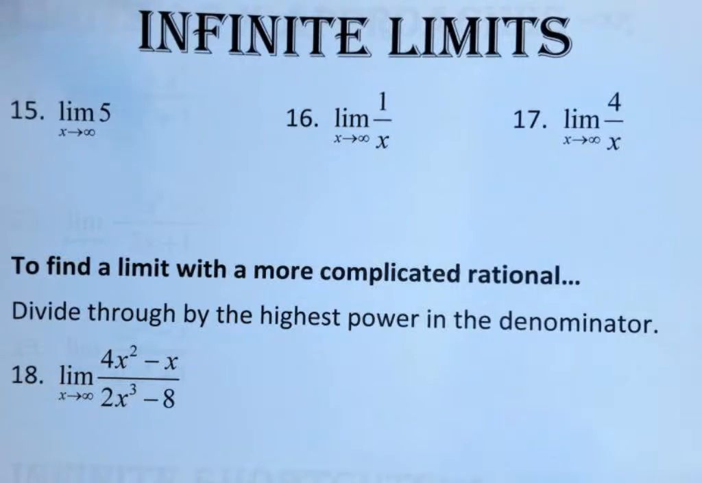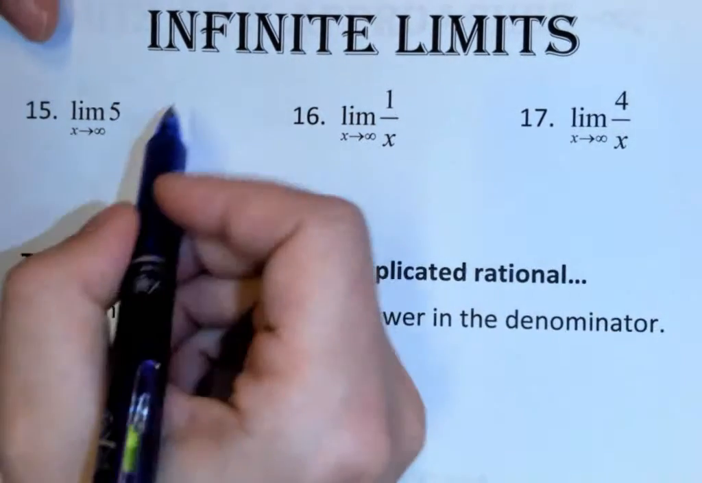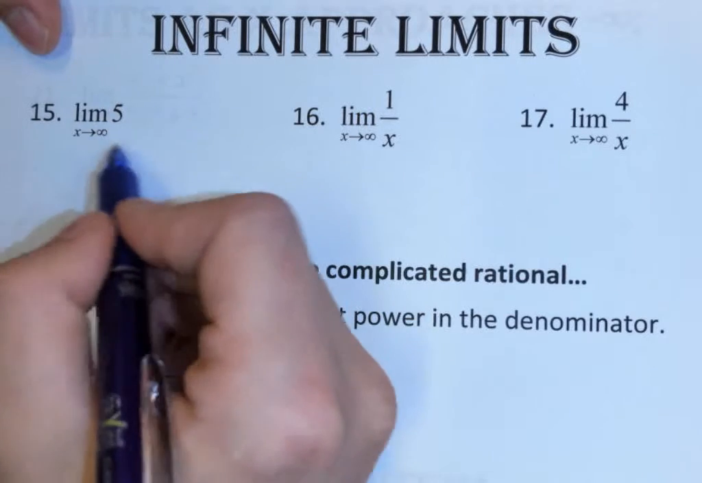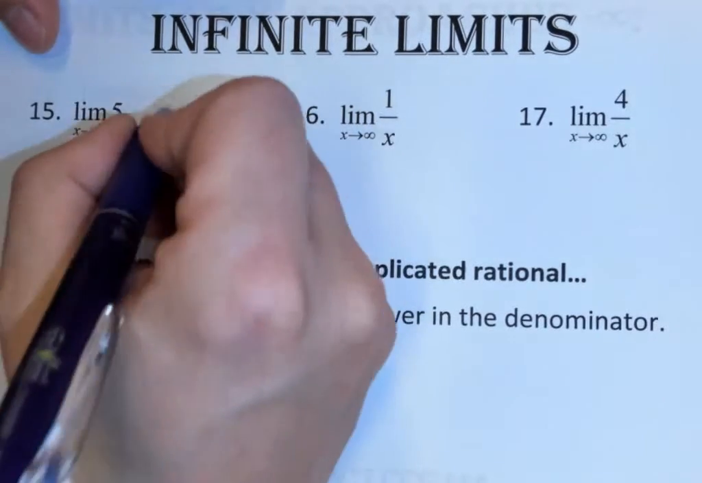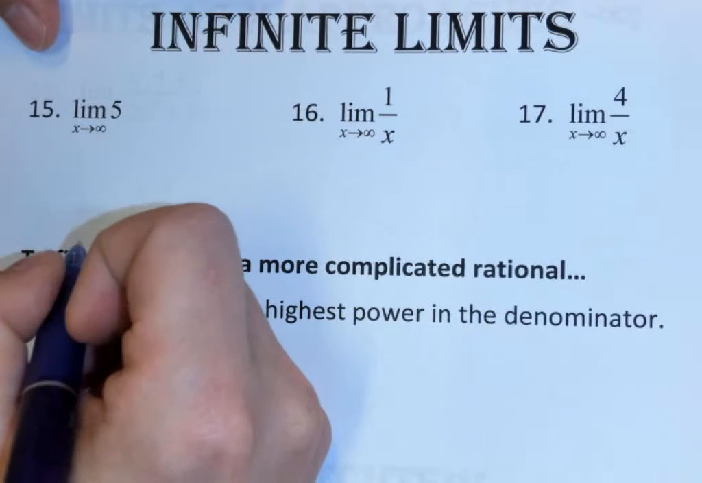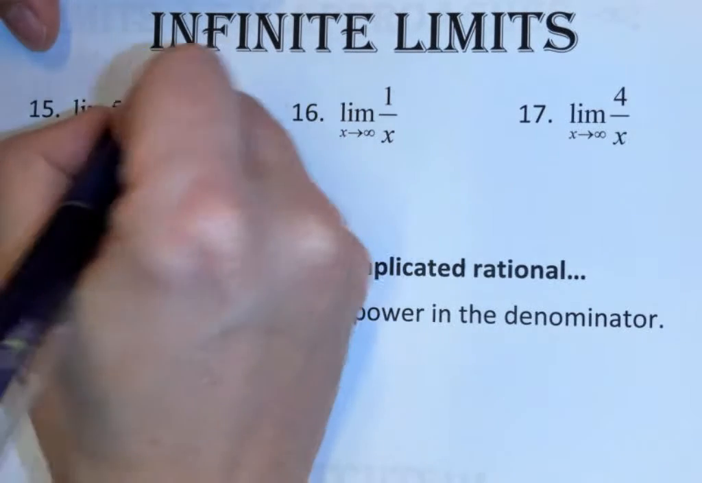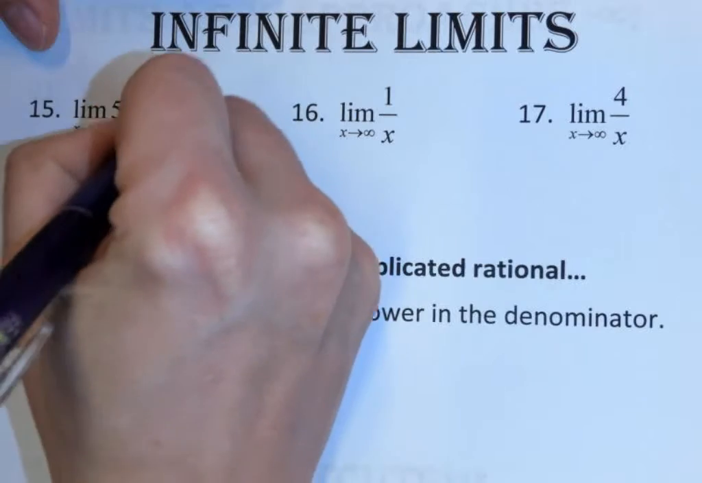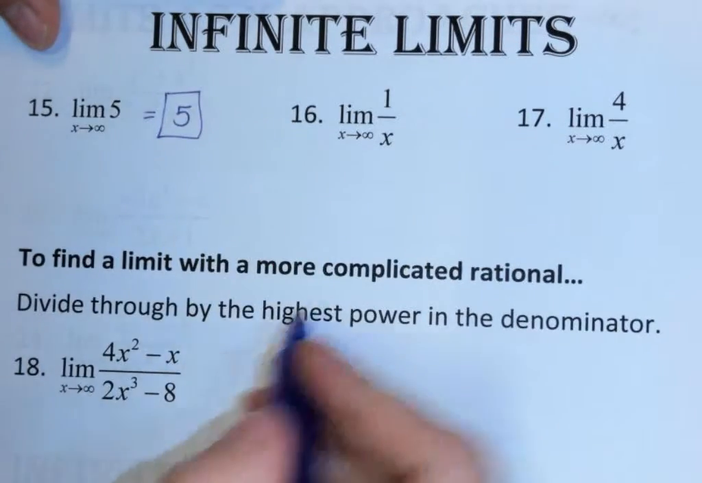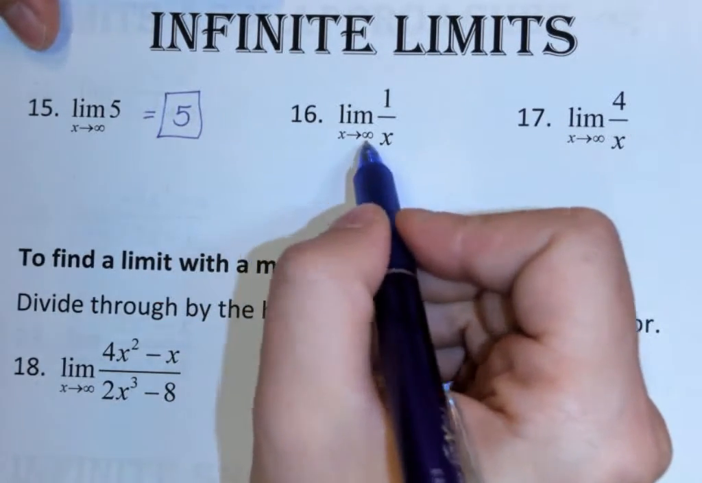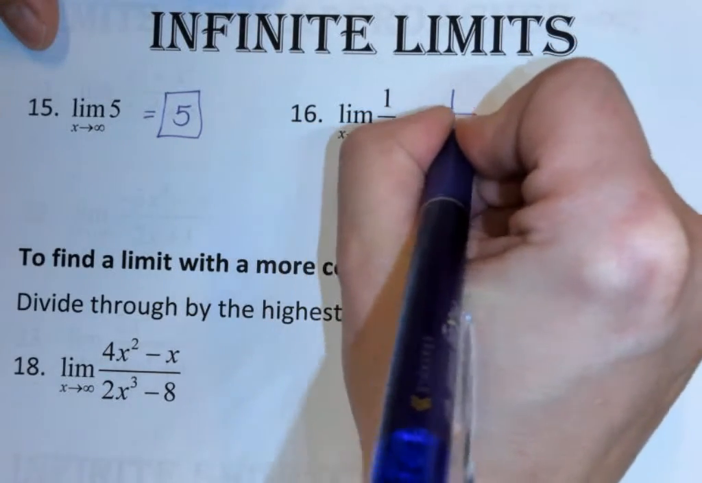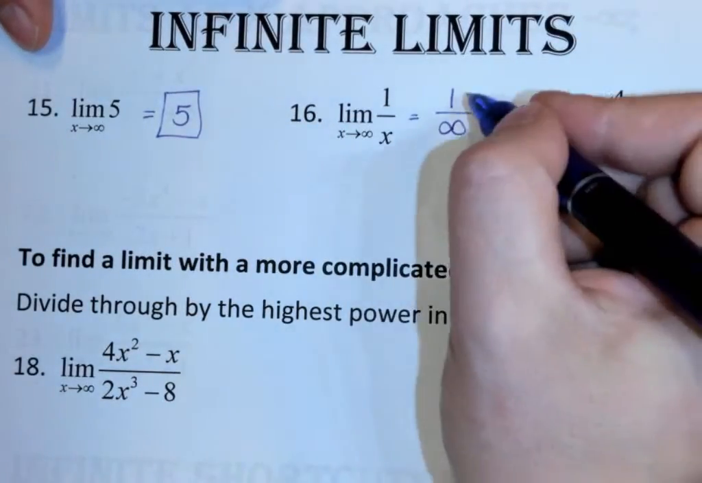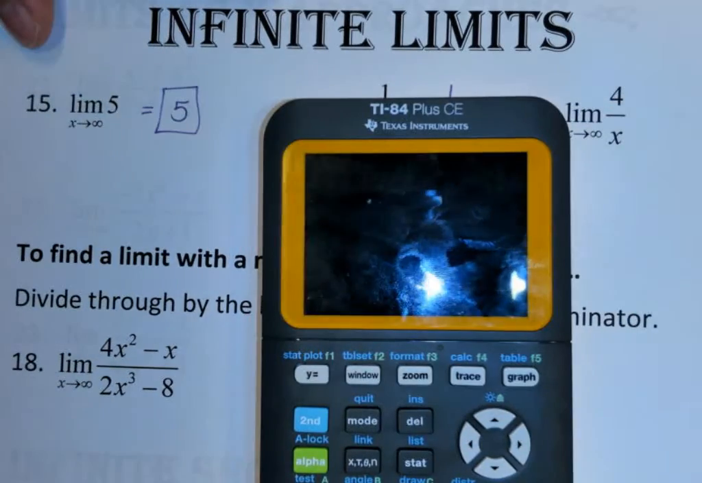Okay, so if we think about finding limits as doing substitution, where do I substitute in the infinity? Nowhere. So what's the limit of 5 as x goes to infinity? 5, because that is always going to be 5. If I'm looking at this one, you can think of it still as substitution, so that's going to be 1 over infinity.